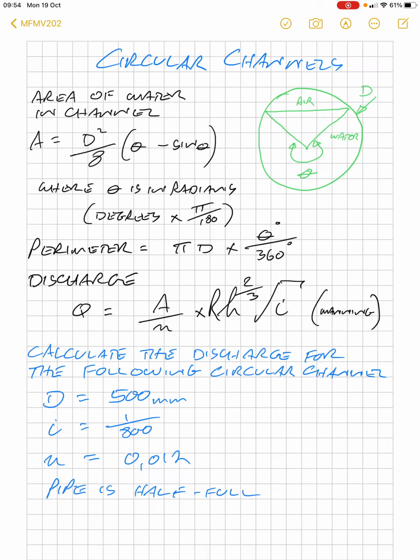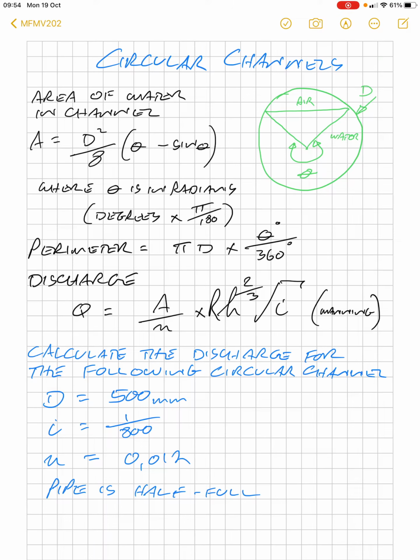The perimeter is pi d. Pi d would be the total perimeter of a circle times the fraction of the angle that is taken up by theta divided by 360. So it's theta over 360.